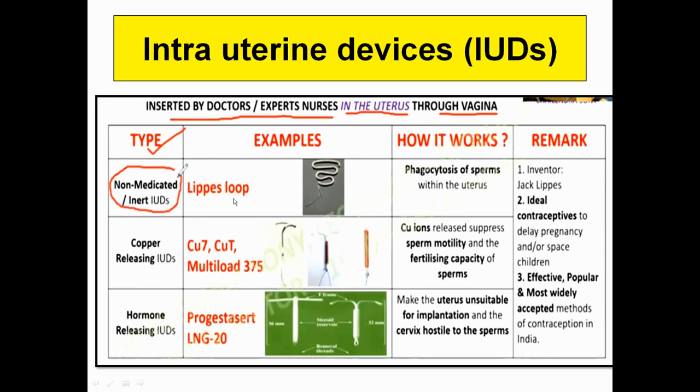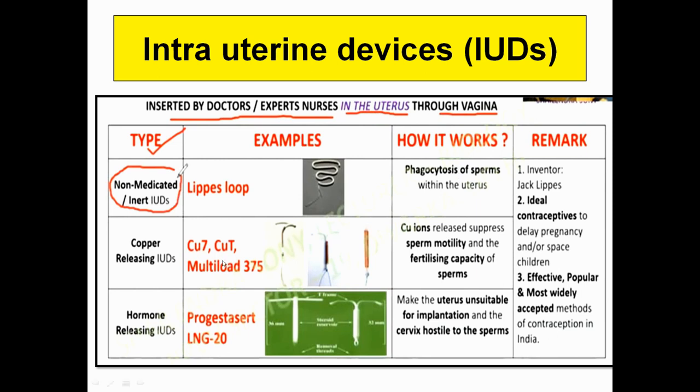Lippes loop. Lippes loop has been named after the inventor, Jack Lippes. I have mentioned over here that they are made up of polythene and steel. So various varieties of Lippes loops are available. They are phagocytic, that is, they engulf the sperms. The basic tendency of the Lippes loop is phagocytosis of the sperm inside the uterus.